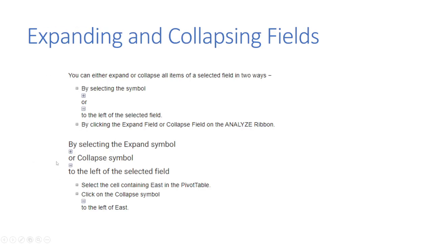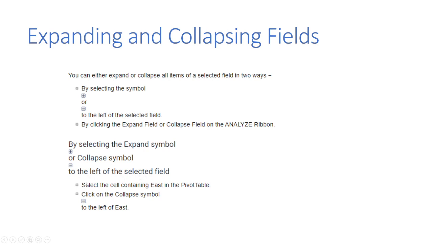Expanding and collapsing fields. You can either expand or collapse all items of a selected field in two ways. First, by selecting the plus or the minus symbol to the left of the selected field. Second, by clicking expand field or collapse field on the Analyze ribbon, so that's another way. Plus here is equivalent to expand field and minus is equivalent to collapse field.